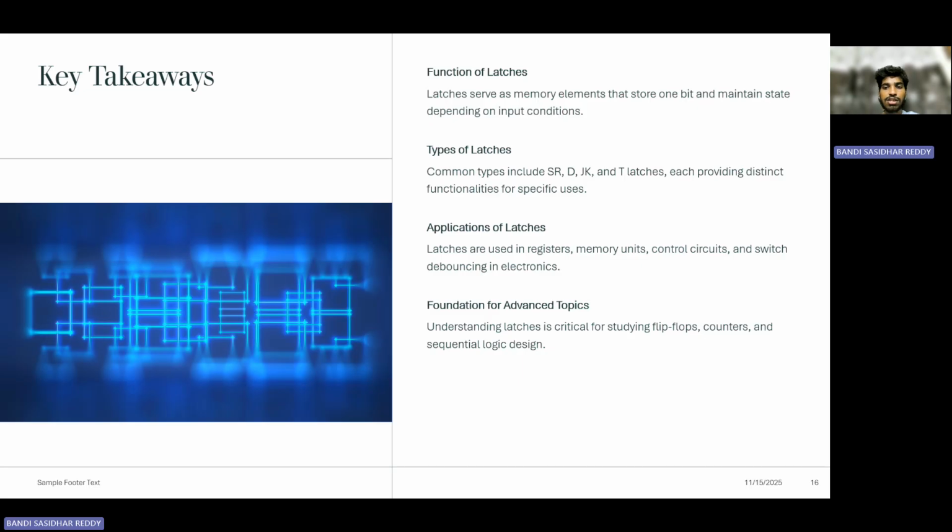Latches are used in registers, memory units, control circuits, and switch debouncing, highlighting their importance in practical digital electronics. Mastery of latch concepts lays the foundation for more advanced topics like flip-flops, counters, and sequential logic design. This summary encapsulates the fundamental aspects of latches and their role in digital systems.